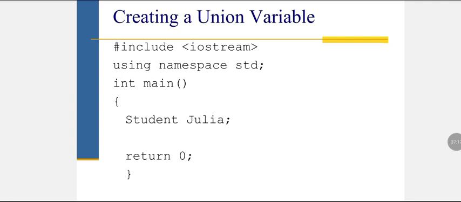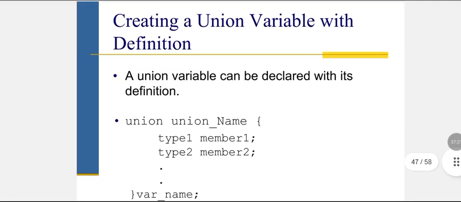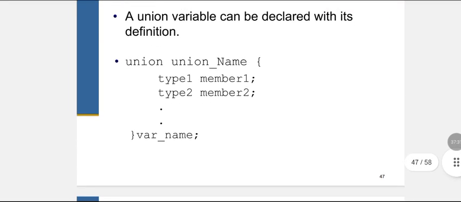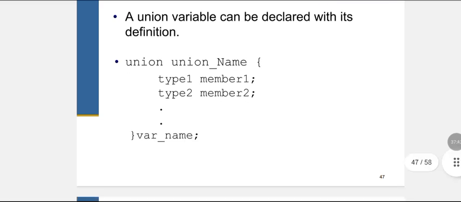Then we go to creating a union variable with definition. A union variable can be declared with its definition at the same time, like a structure. You see the example over here: a union, then the union name, then type 1, type 2, member 1, member 2. Then outside we have the variable name. Terminate, then execute. So we move on to an example.